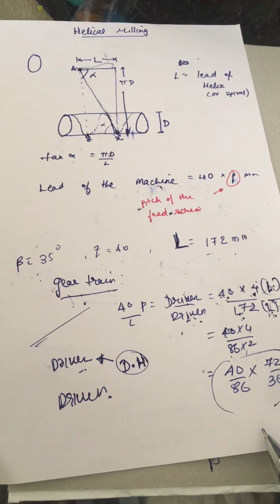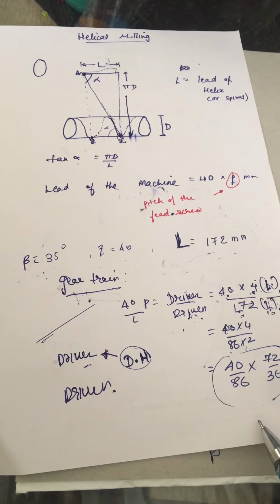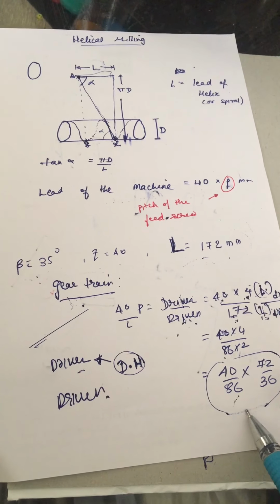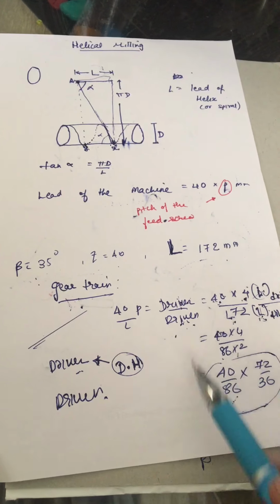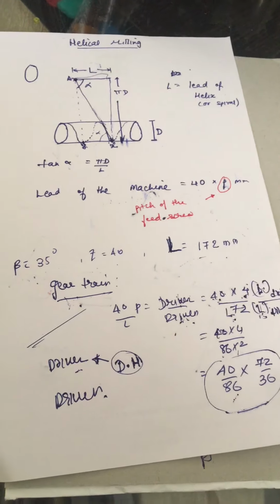So this is how we can get the ratio and the gear train, and this is the calculation that you may do after understanding helical milling. This is a very brief and quick understanding of helical milling and what these terms are.